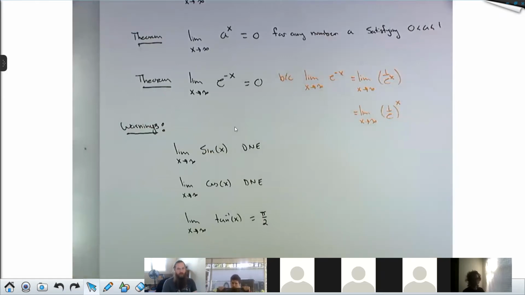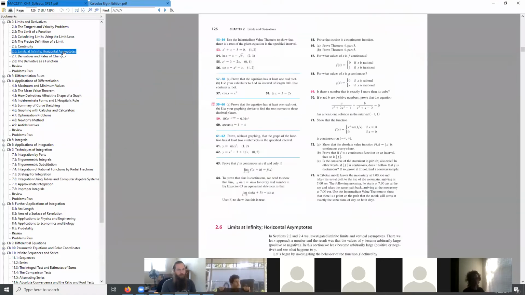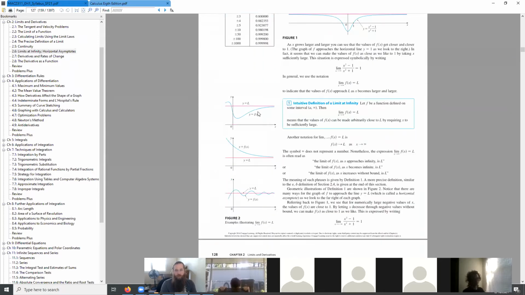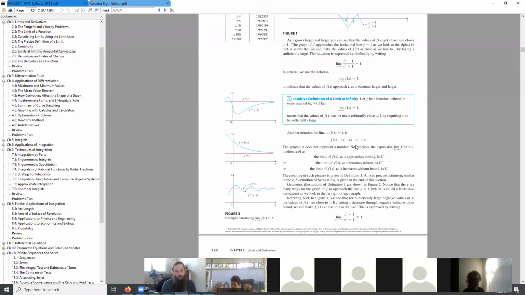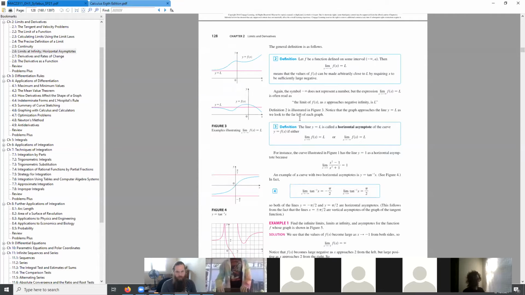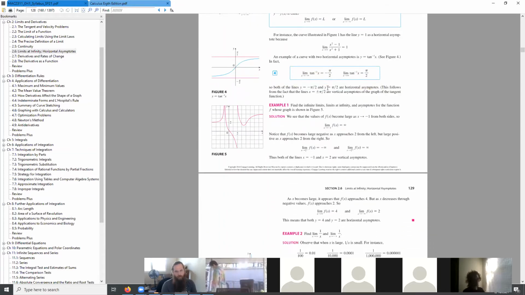So I would advise that everybody go back and reread the following sections. Section 2.6 in the textbook. This is a very important section. It shows you all of the basic tricks that you need to calculate limits at infinity. It has lots of good examples. It has these sort of things that I'm reminding you of right now.